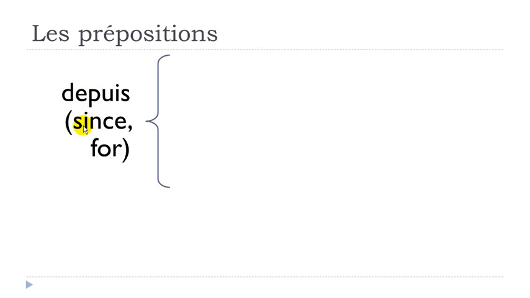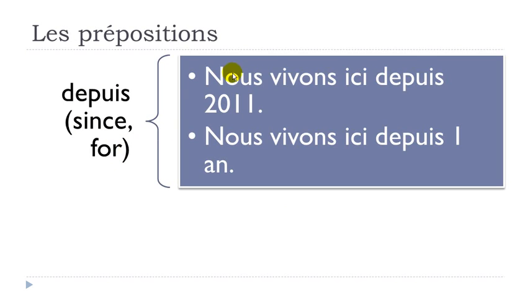Depuis means since or for. Okay, examples. Nous vivons ici depuis 2011. Okay, nous vivons, vivre is to live. Nous vivons, we live, ici, here, depuis, since, and then you put 2011, you just put the year.